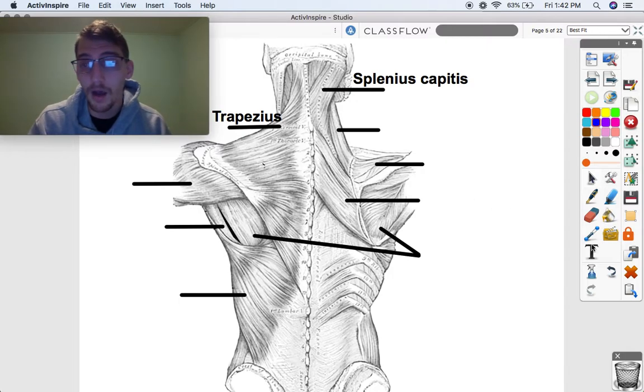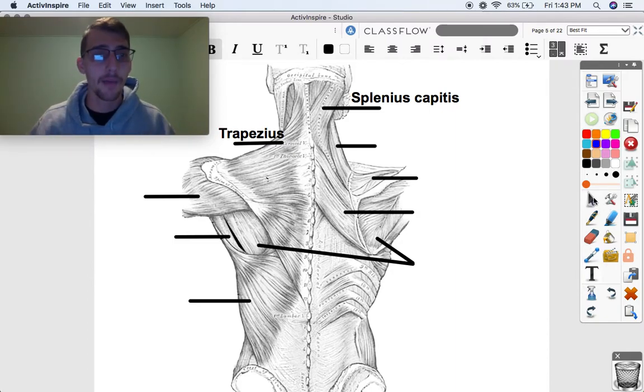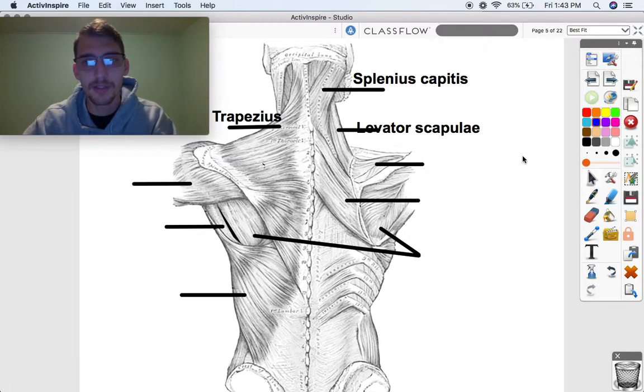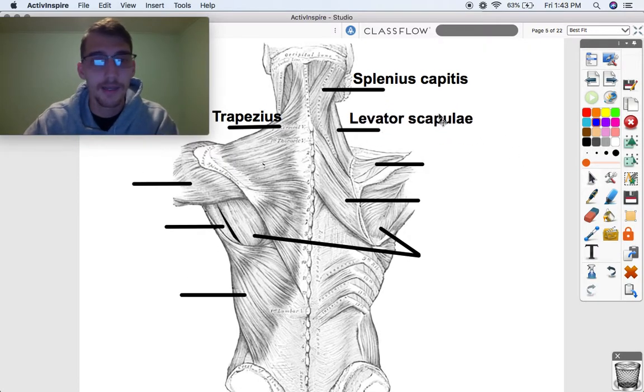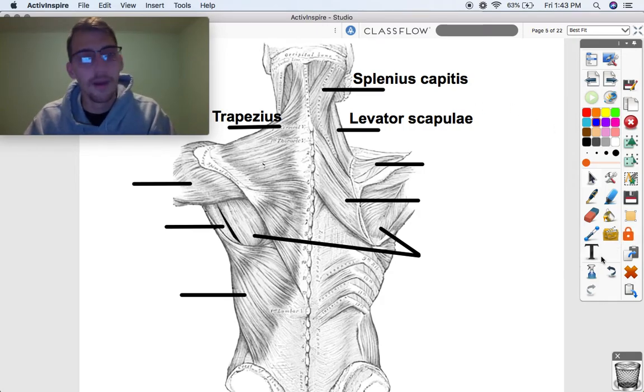Moving on, another muscle, not posterior, it's inferior to your splenius capitis. It helps to elevate your shoulders. It's called your levator scapulae. Levator scapulae. So this is another example of a muscle that is named for what it does. It elevates your scapula. Levator scapulae. It's for shrugging. All right, let's keep going.